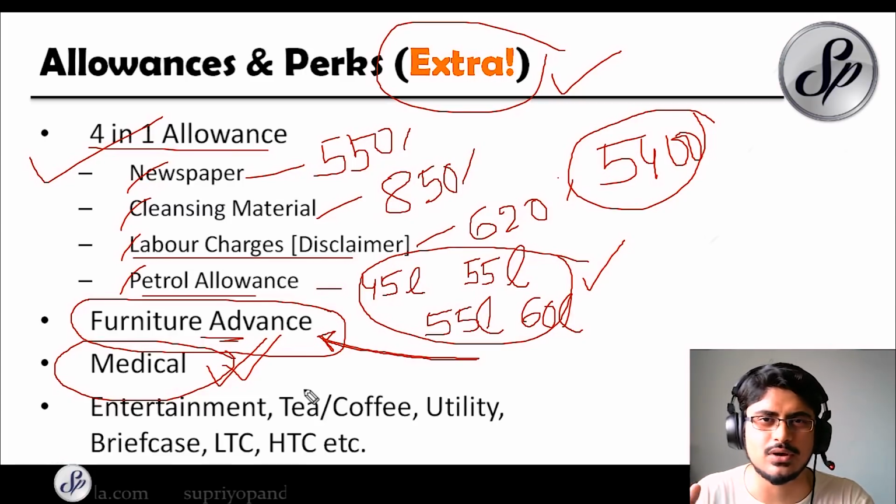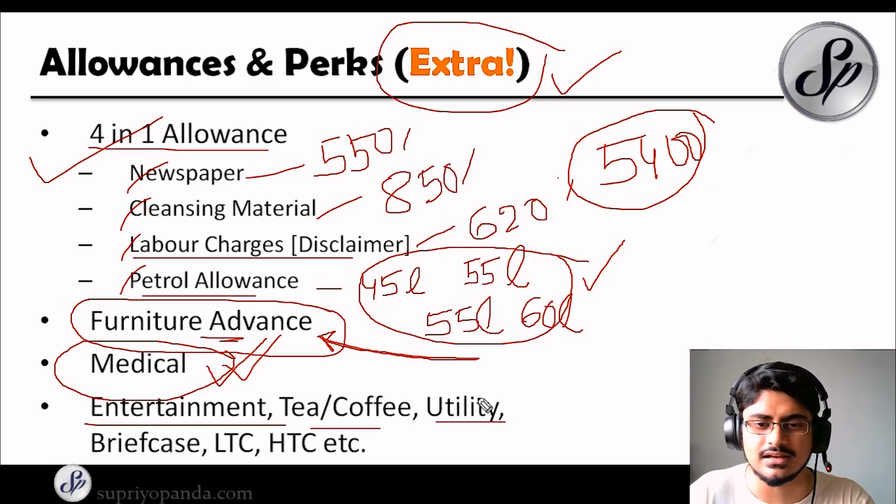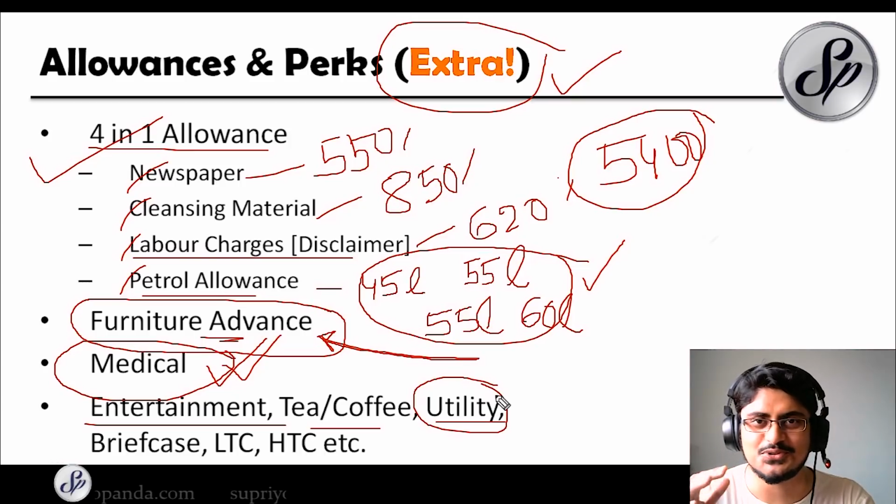And then after that you have the miscellaneous allowances. So there's the entertainment allowance, the tea or coffee allowance, the utility allowances. For this you actually call it a balti allowance, so you can use it to purchase all the utilities in your house. And there is a briefcase allowance as well. Then there are also the LTC and the HTC.